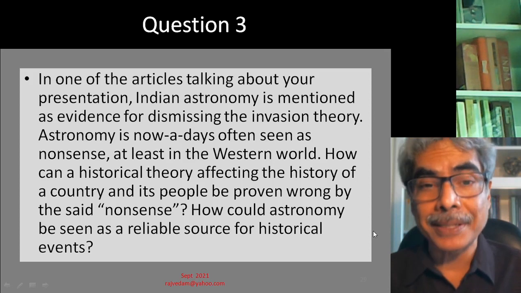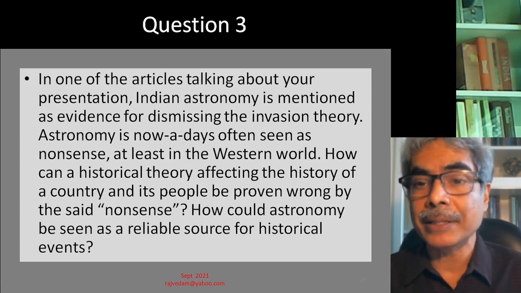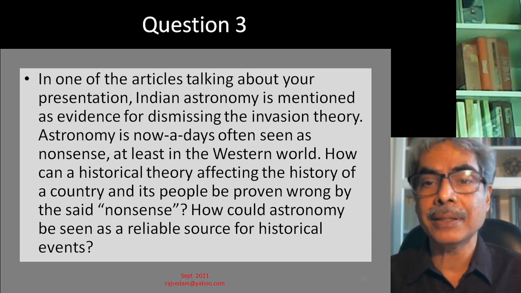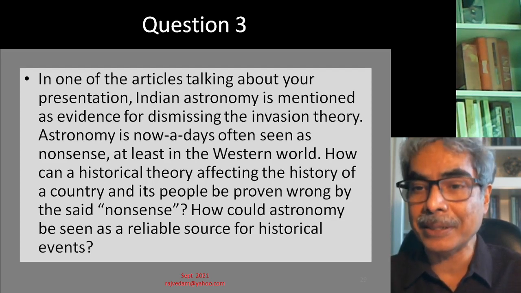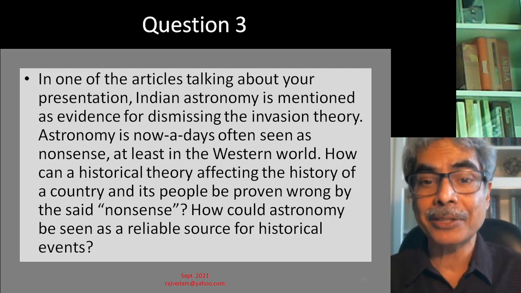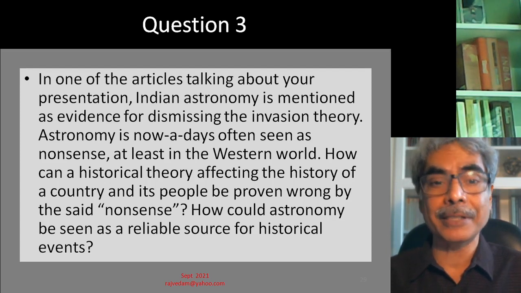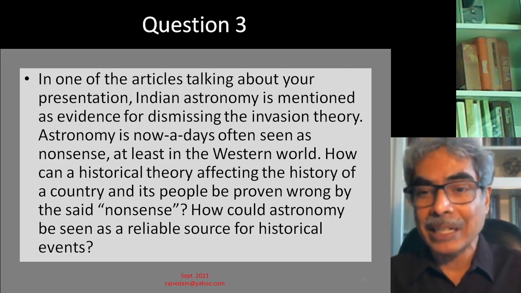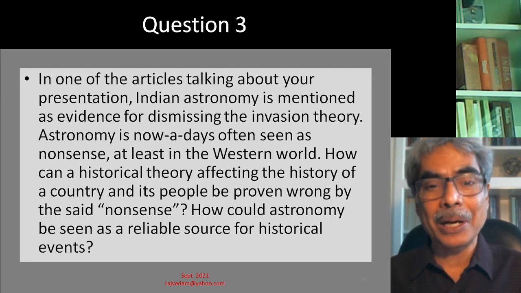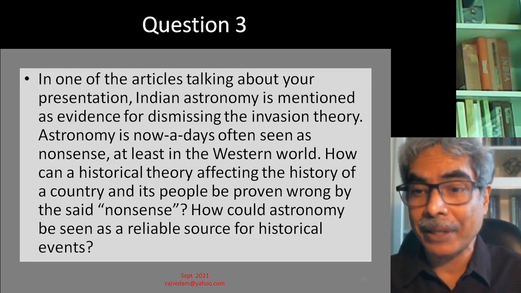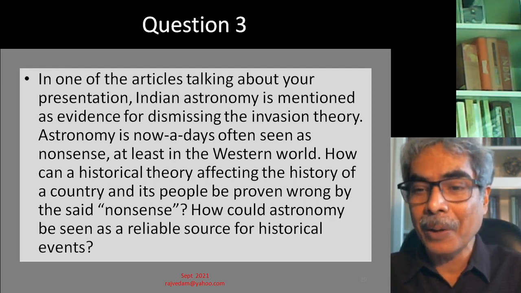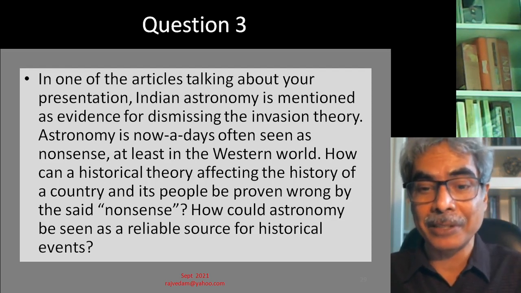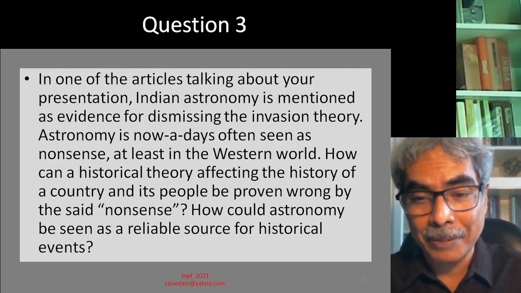Your third question. In one of the articles talking about your presentation, Indian astronomy is mentioned as evidence for dismissing the invasion theory. Astronomy is nowadays often seen as nonsense, at least in the Western world. How can a historical theory affecting the history of a country and its people be proven wrong by the said nonsense? How could astronomy be seen as a reliable source of historical events?